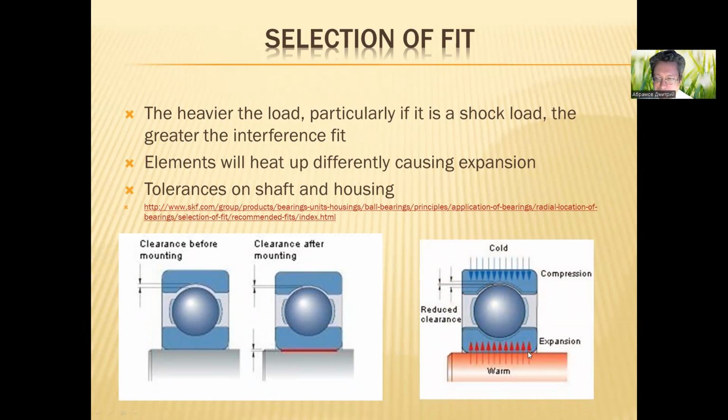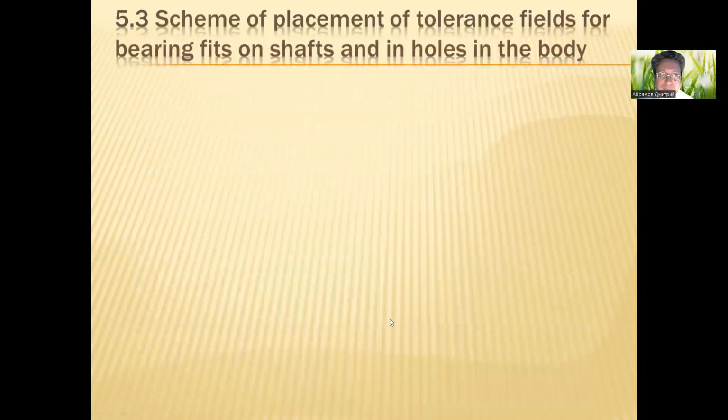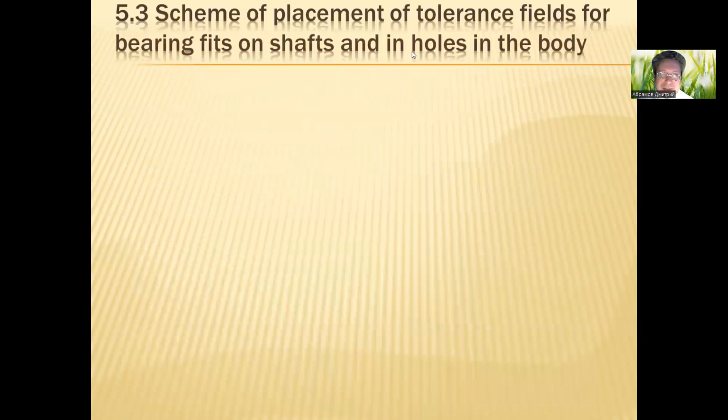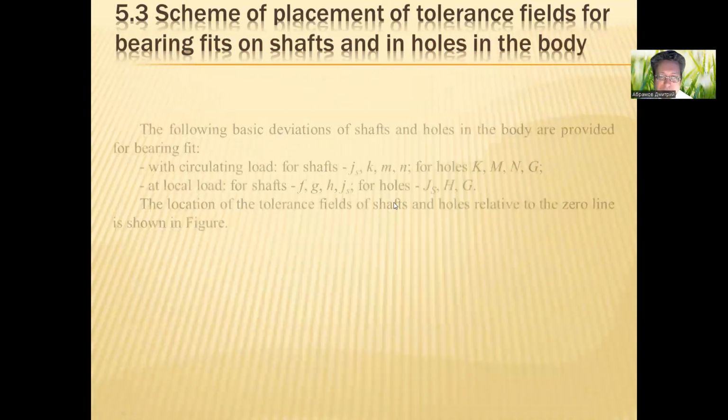And its interference fit between the shaft and inner ring of bearing. And now we start item 5.3, scheme of placement of tolerance fields for bearing fits on shafts and in holes in the body or in the housing.